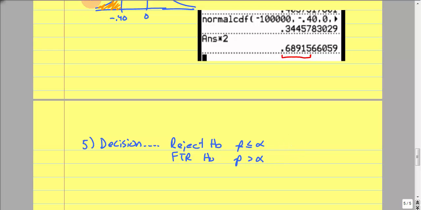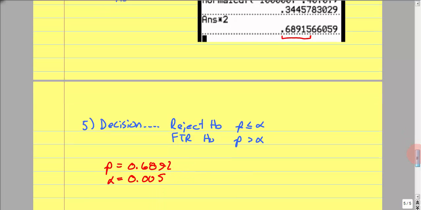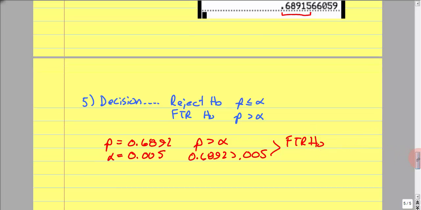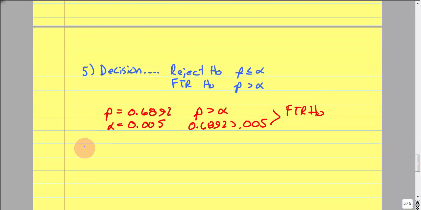Let's remember what we have for my p-value. It's a pretty big number. I have P equals 0.6892, and my value for alpha was very, very small. It was 0.005. Remember, that was given. We can see pretty clearly here that P is greater than alpha. 0.6892 is greater than 0.005. So our decision here should be to fail to reject H0. That means my alternative hypothesis really doesn't have much support.